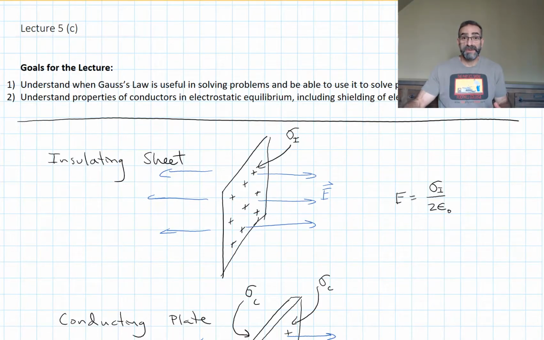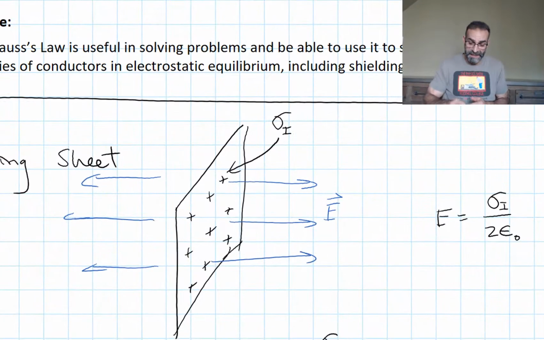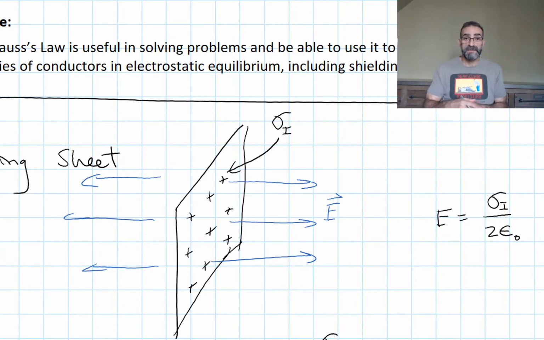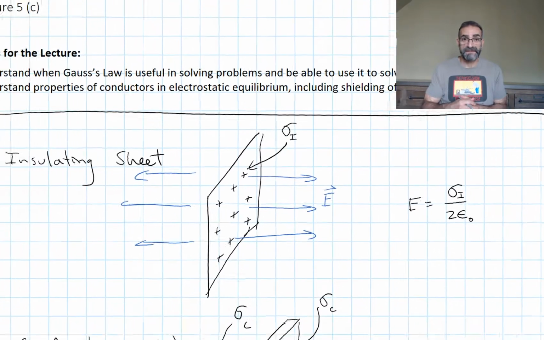Let's start with a quick review of insulating sheets and conductive plates. And of course, I'm talking about infinitely large sheets and plates. For an insulating sheet, an infinitely large sheet of charge, the charge can be very, very thin. It can really be one layer. And if it has a charge density sigma insulator, sigma I, I'm calling it here, we can use Gauss's law and come up with the electric field near this sheet, and we get sigma over 2 epsilon naught.